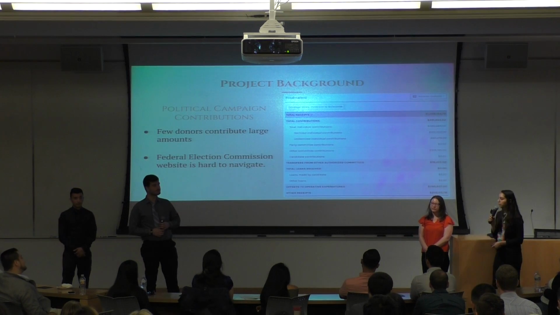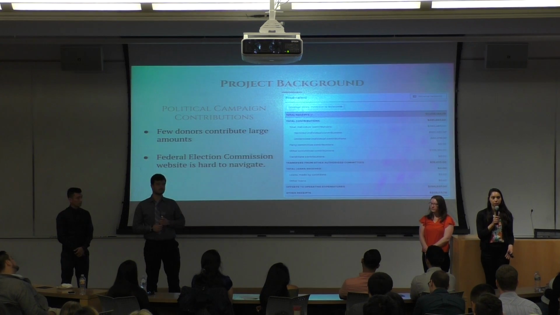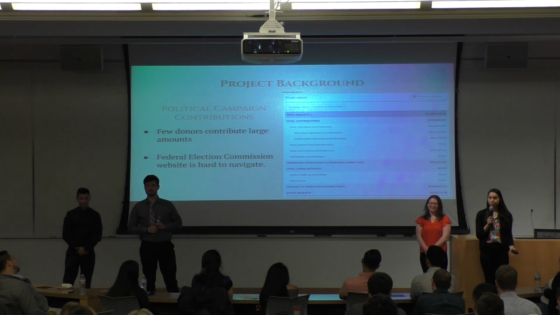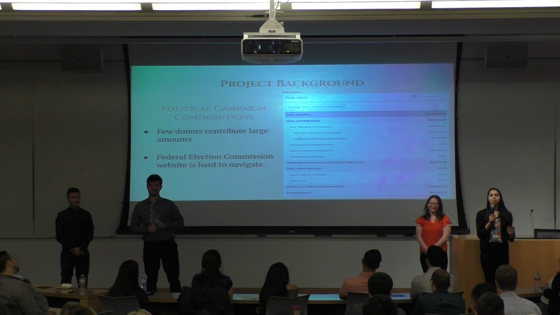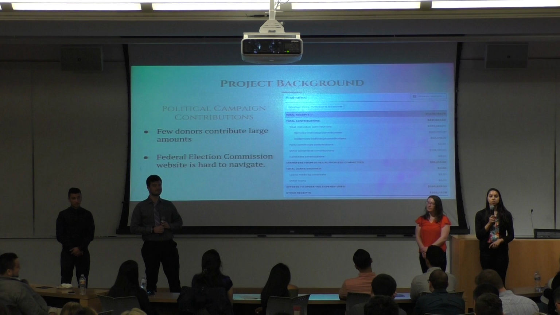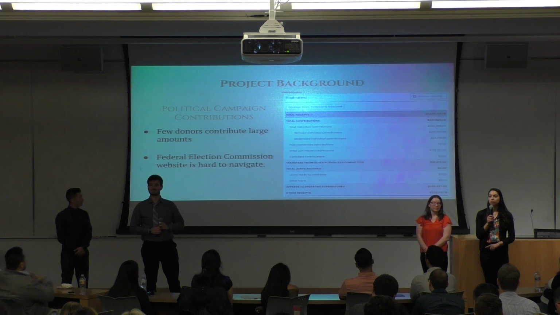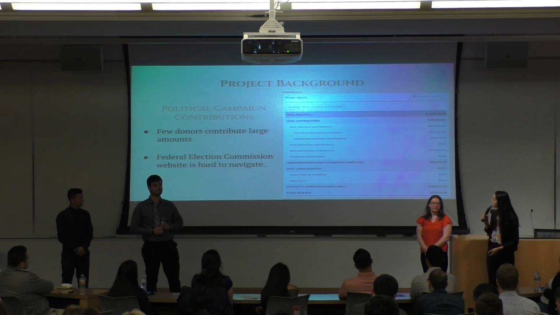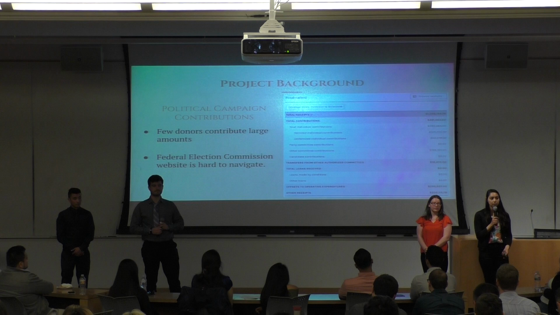So for a bit of background, we're currently in an election year, and for those of us who are interested, which should be all of us, 18 years of age and older, may be interested in finding out who is contributing to what candidate. Currently, the Federal Election Commission does track this information. It's publicly available through the FEC website, and we can see a glimpse on the right. Unfortunately, this website is hard to navigate, and it's also hard to understand for the average voter.